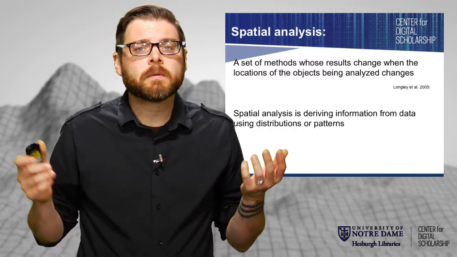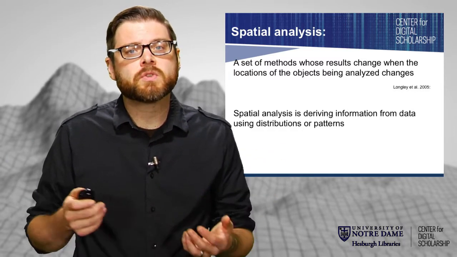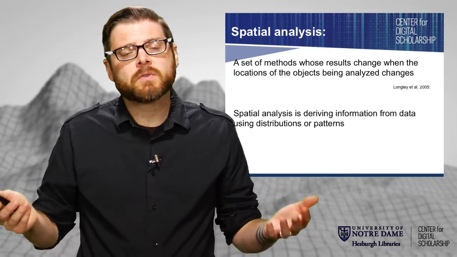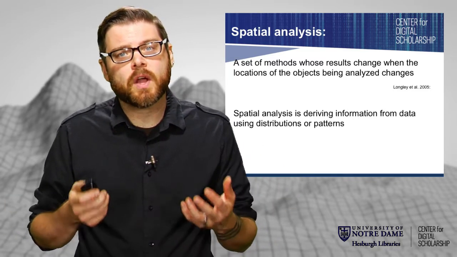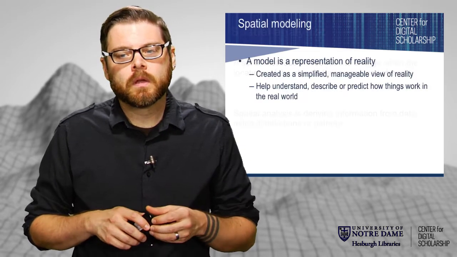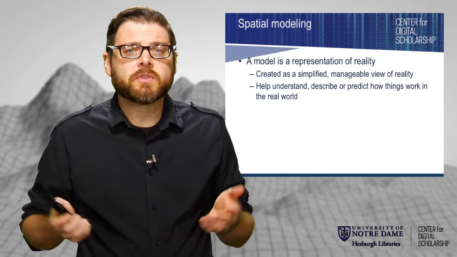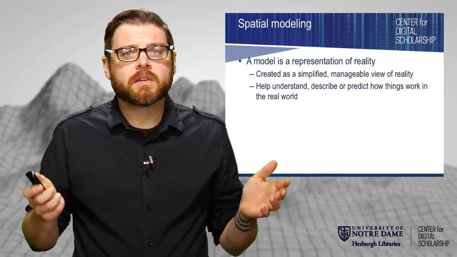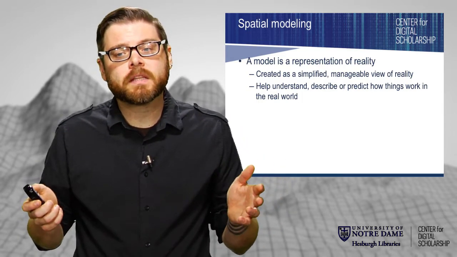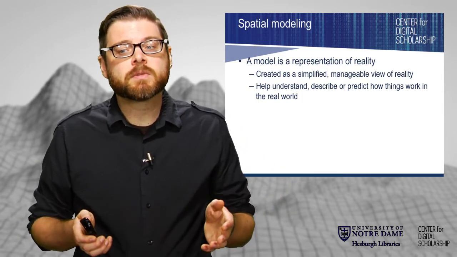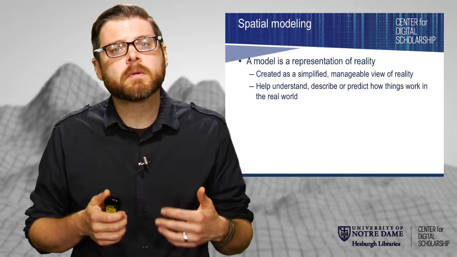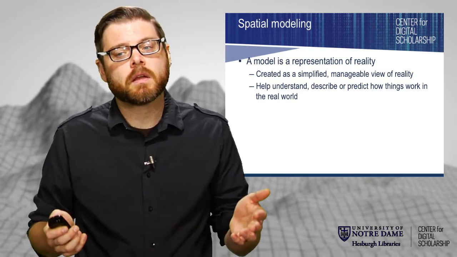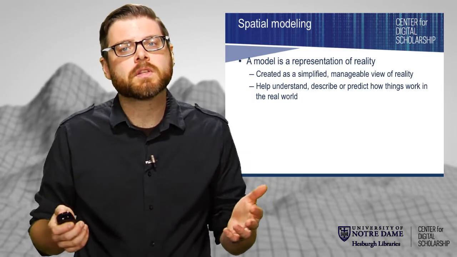So it's deriving information from data using any distributions or patterns, and then combining those together in a way that gives us one particular thing that we're trying to understand. So a model is essentially a representation of reality. It's not always going to be perfect. It's never going to be completely perfect. So it's a simplified, manageable way to view reality and to help us understand, describe, or predict a particular thing, how something works in the real world.